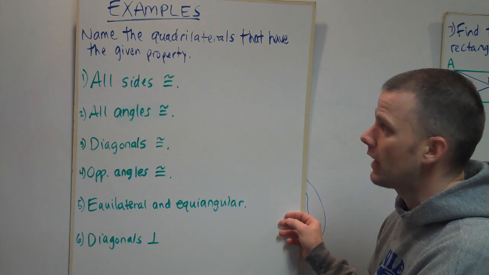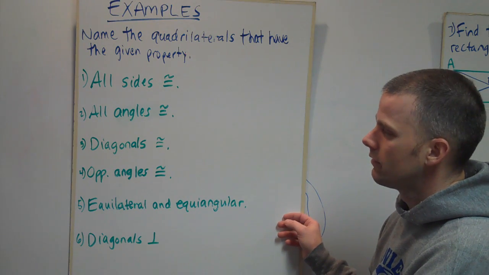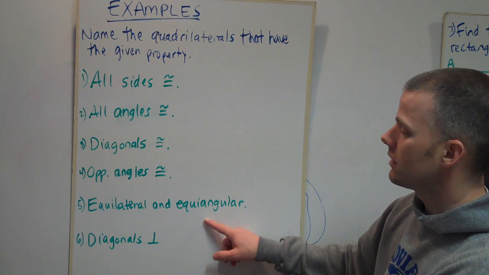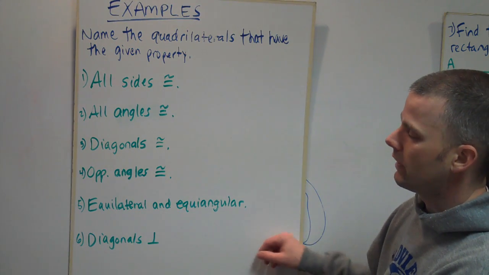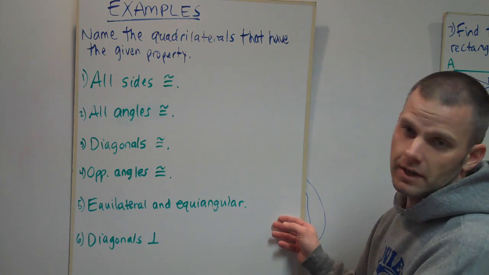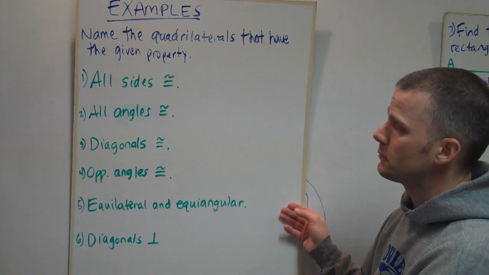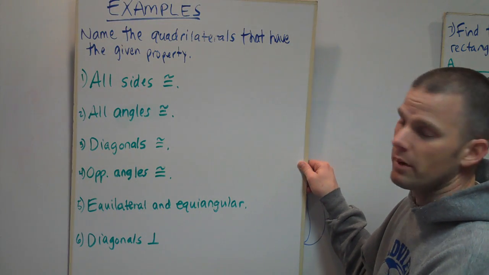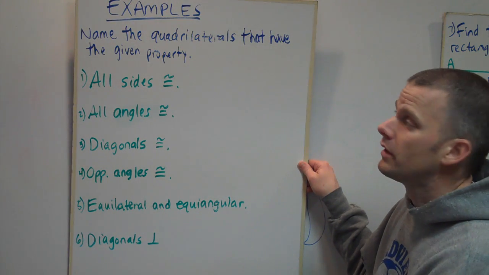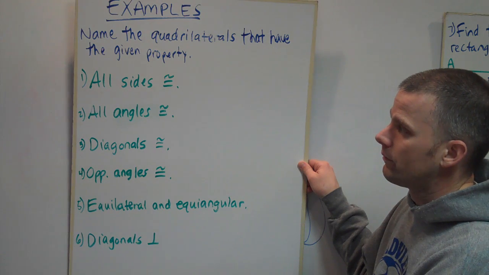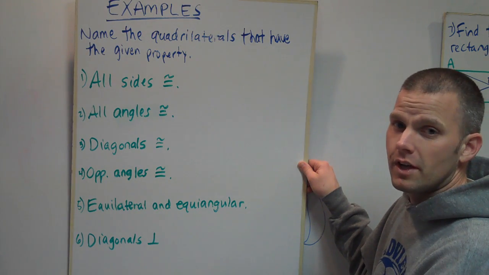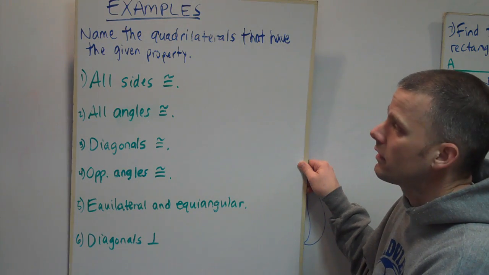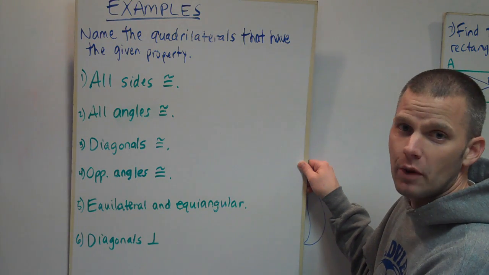4, opposite angles are congruent. 5, which quadrilateral is equilateral and equiangular. And finally in 6, the diagonals are perpendicular. So at this point, if you're still working on getting all the statements written down, you can probably pause the video, get them written down, and then you'll see what the answers are in a moment. I'll give you a chance to kind of try to figure them out yourself, start the video back up, and you'll notice how well you did.